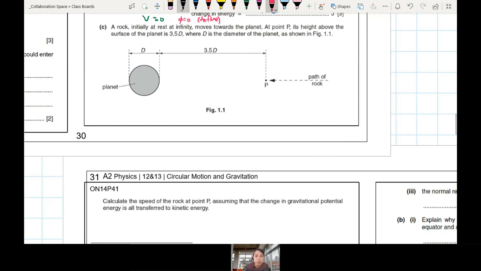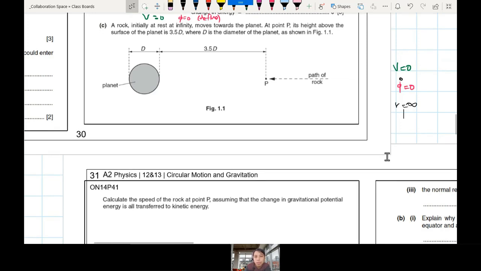It comes closer and closer towards the planet. So let's draw the rock here. Super duper far away, not moving at first. Potential 0. As you move closer and closer, you will reach point P, at a height above the surface of 3.5 D. So from very far away, we come here. You could call this r equals infinity.